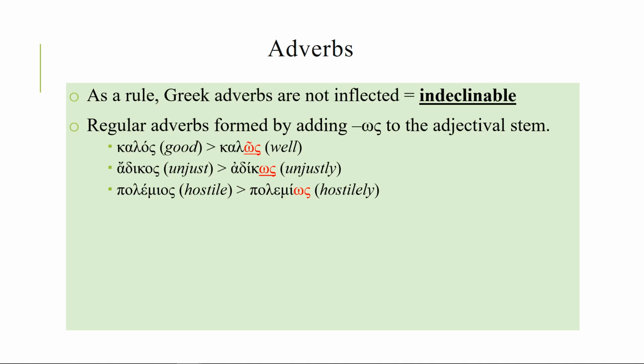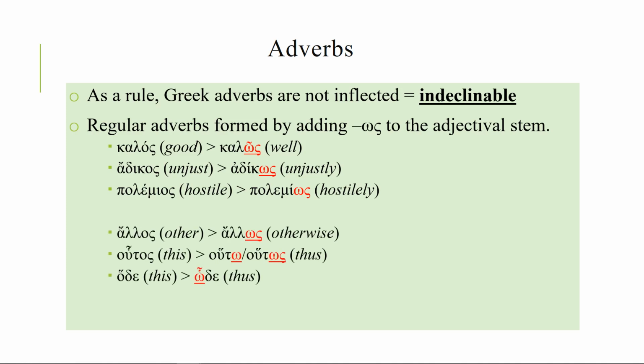So kalos, you knock off the omicron sigma, add on an omega sigma, you go from good, the adjective, to well, the adverb. Unjust, the adjective, to adikos, unjustly, the adverb. Polemios, hostile, someone who is hostile, to polemios, hostilely. Likewise, you can do the same thing with demonstratives, and these are very, very common. So allos, another or other. If you turn it into the adverb, you get otherwise. You know, he acted otherwise. That's not an uncommon word.